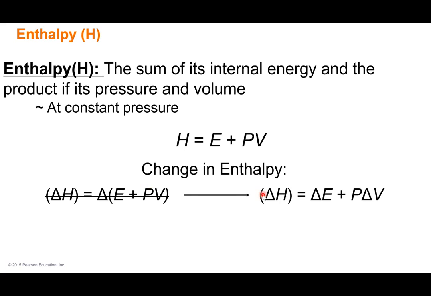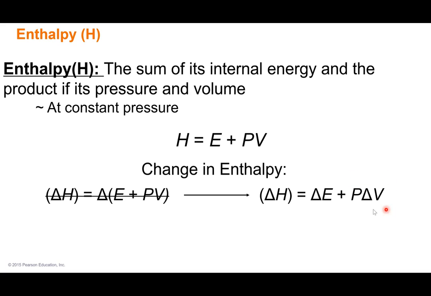Okay. So if I distribute that delta through this formula, the change in enthalpy is going to be equal to the change in energy plus, well, we're not going to talk about the change in pressure, right? Because pressure remains constant. So it's the sum of the change in energy plus the change in volume.